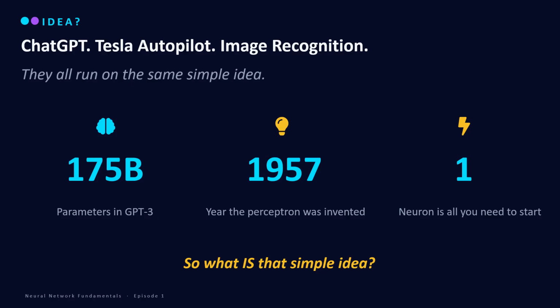Let's go. Here is something wild. ChatGPT has 175 billion parameters. Tesla Autopilot processes millions of images. Google Translate speaks over 100 languages, and yet they all run on the same simple idea, an idea invented way back in 1957. You don't need a supercomputer to understand it. You don't need a PhD. In fact, you only need to understand one neuron. And once you get that, you understand all of AI. So, what is this magical idea?